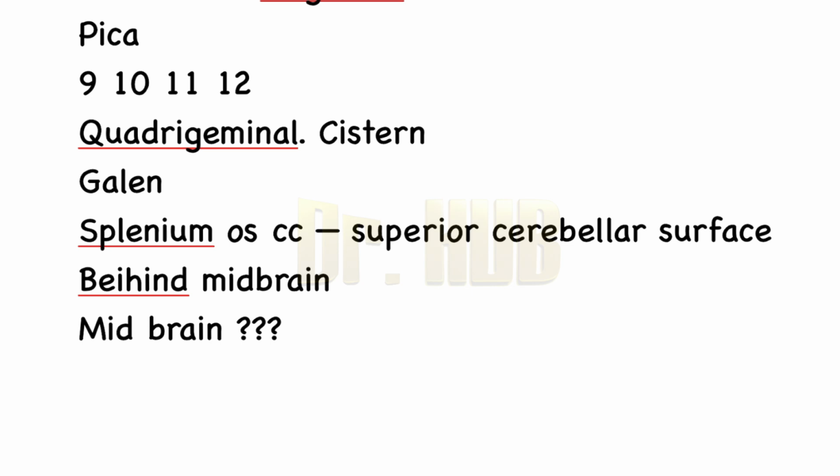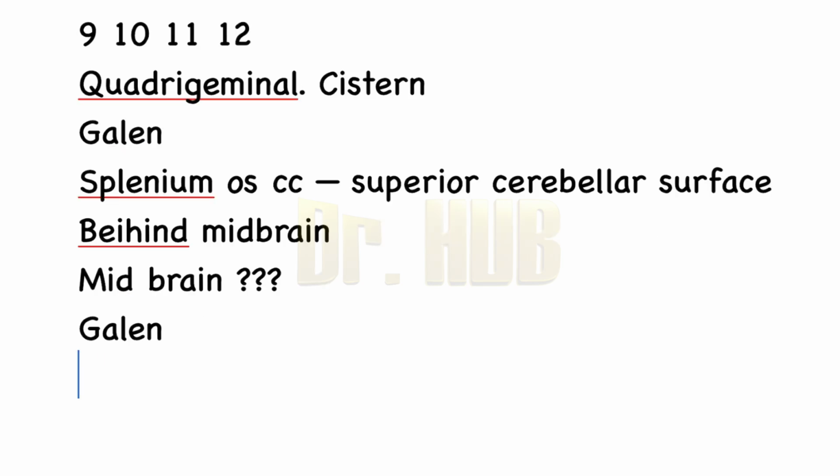Next, what does it contain? The content is the great cerebral vein of Galen. So this is present in the quadrigeminal cistern, or the superior cistern, or the vein of Galen cistern.